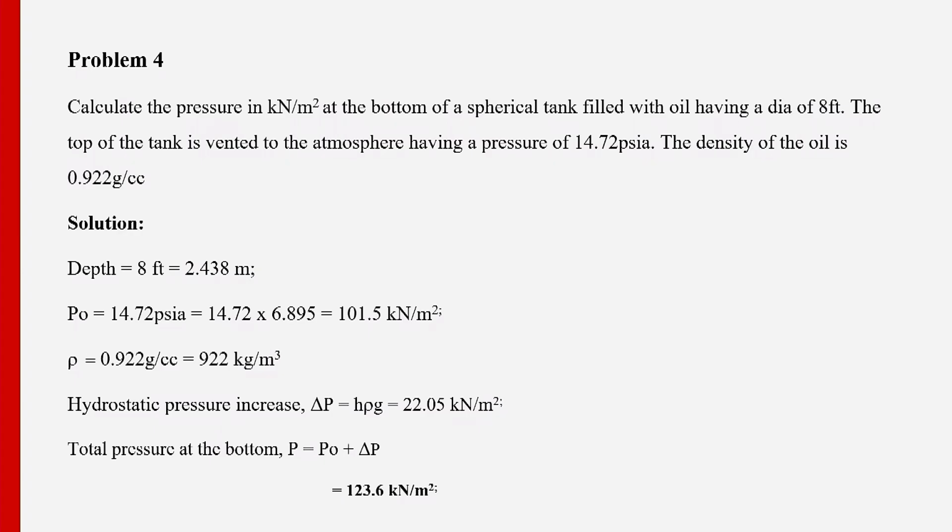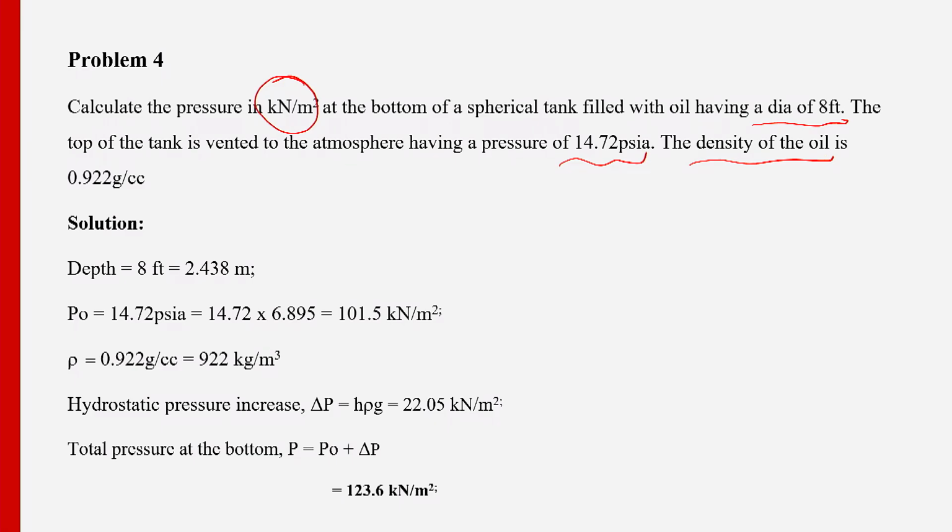Here, calculate the pressure, which they mention in kilonewton per meter square, at the bottom of a spherical tank filled with oil having a diameter of 8 feet. The diameter is already given here. The top of the tank is vented to the atmospheric pressure, 14.72 psia. So that is the pressure unit here. Then the density of oil is 0.922 gram per cc.